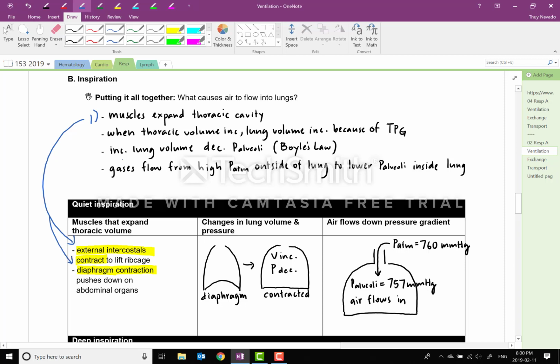They will contract to expand the thoracic cavity, but just because thoracic volume increases wouldn't necessarily mean that lung volume also goes along for the ride, but it does. Lung volume does increase because of the transpulmonary pressure gradient. And you can learn more about the transpulmonary pressure gradient on the first page of the ventilation notes. Now that lung volume has increased, we also note that pressure in the alveoli will decrease.